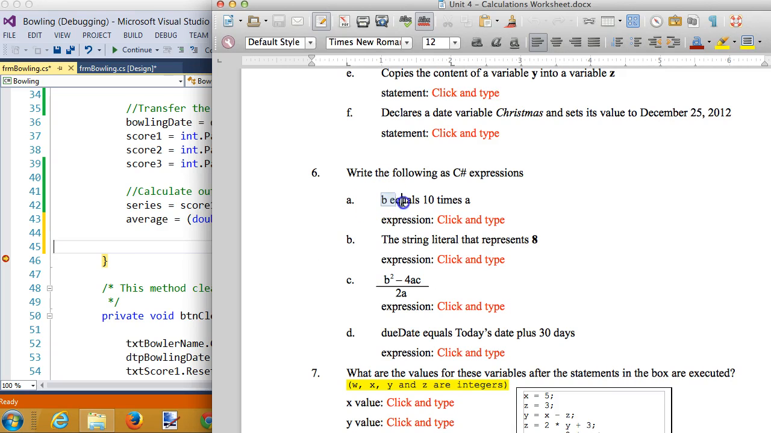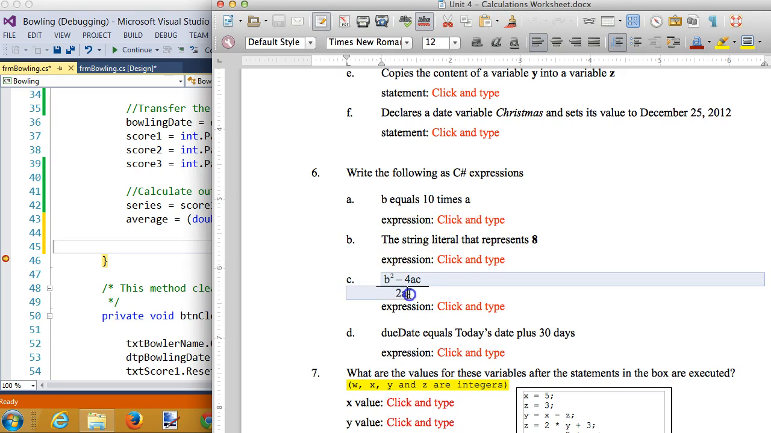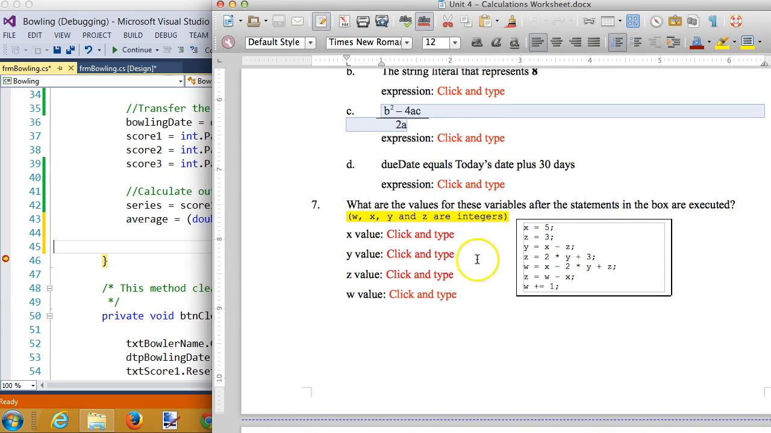Translate this, B equals 10 times A, translate that into C sharp. Translate this. Whoa, what is that? Some math, and I hate math. It's a quadratic equation. You can't hate math. You gotta love the quadratic. No, doesn't matter if you love it. How do you translate that into C sharp? Be careful. Today plus 30, we'll learn how to do that.